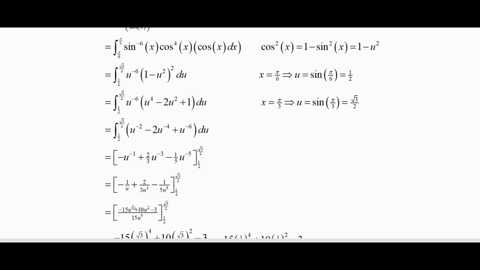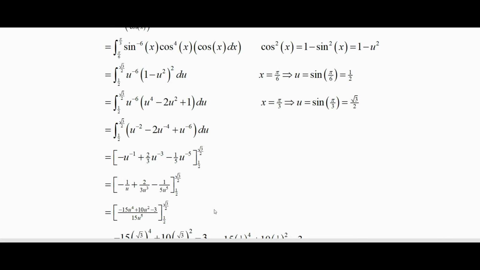So that gives us that. We're going to multiply top and bottom by 15. So that gives us a negative 15. For the second one, we're going to multiply by u squared in the top and bottom. So that's why we have a u squared there. And we're going to multiply top and bottom by 5. 5 times 2 is the 10 that we got there. And the last one, we're going to multiply top and bottom by 3. So that gives us a negative 3 in the top.